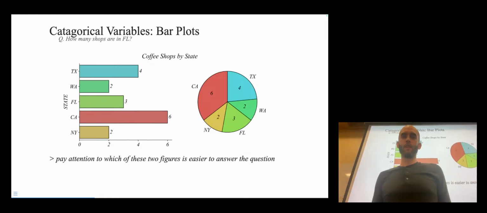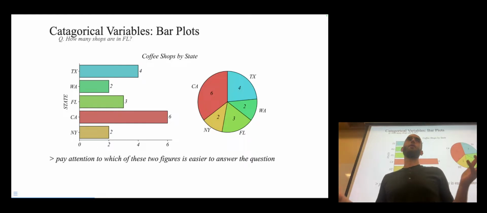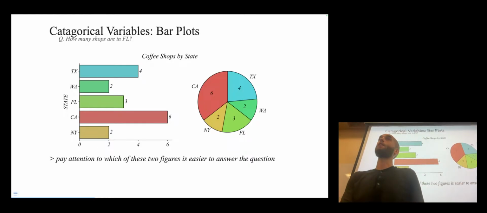Okay. So how many shops are in Florida? How many of you prefer the bar chart in this case? And how many of you still prefer the pie chart? Okay, maybe mixed. Maybe they're equal here. I would say potentially they're equal.